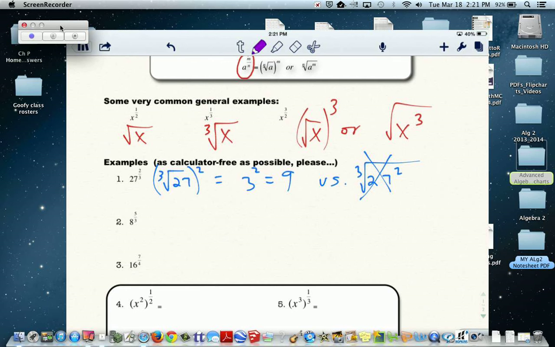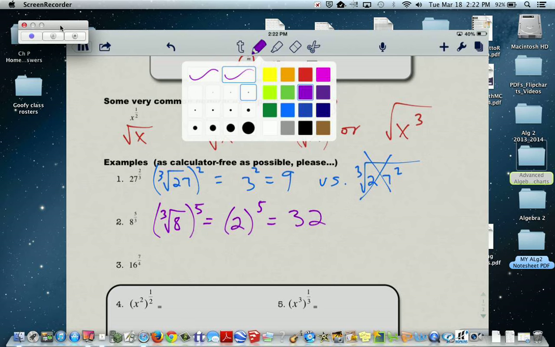So again, 8 to the power of 5/3. We probably would look at doing a cube root of 8 first and then the power of 5. So the cube root of 8 is 2. Raise that to the 5th power. 2 times 2 is 4, times 2 is 8, times 2 is 16, times 2 is 32. And you certainly could look at this on a calculator to make sure you're getting them correct.